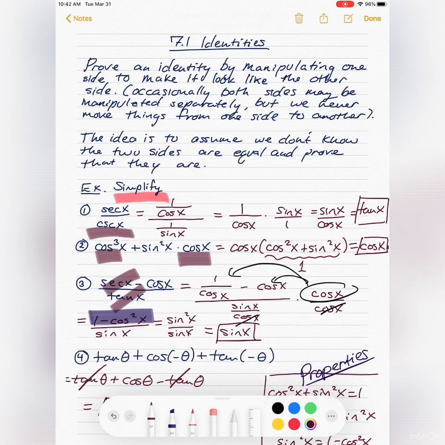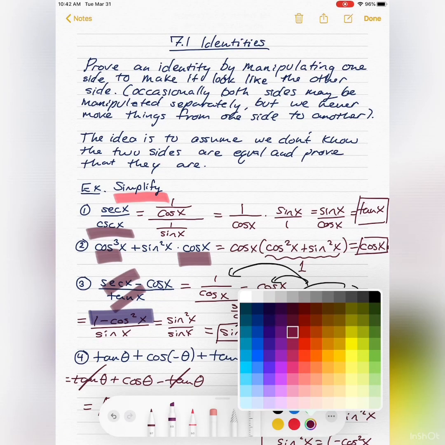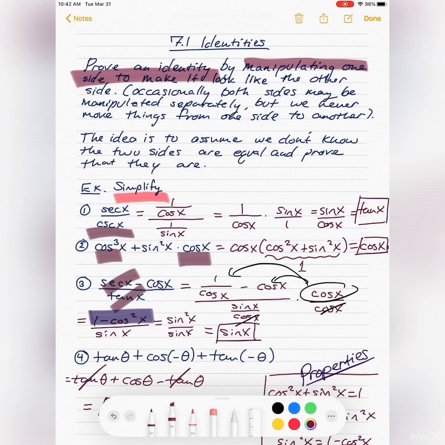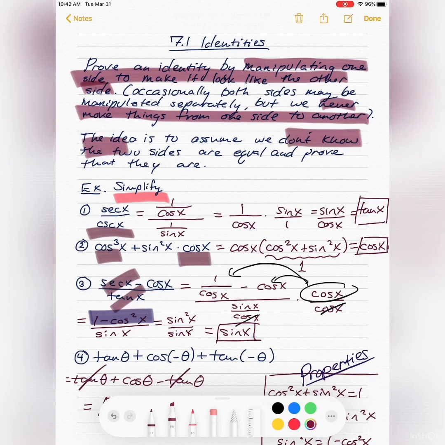So I prove an identity by manipulating one side, so taking one side of the identity and trying to make that look like the other side, okay? Now, occasionally I may manipulate both sides to show that they're equal, but I never move things from one side to another, okay? That's what I would do if I were solving an equation. That's not what I'm doing here. Because the idea with an identity is to assume that I don't know the 2 sides are equal and prove that they are, okay?